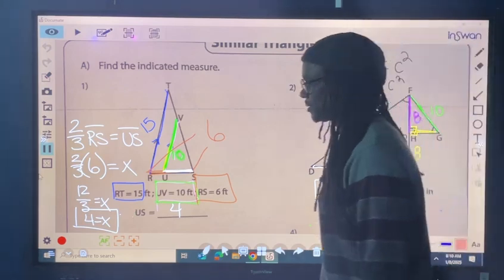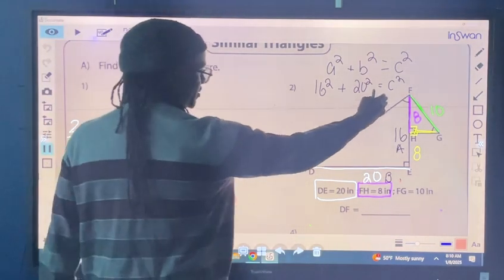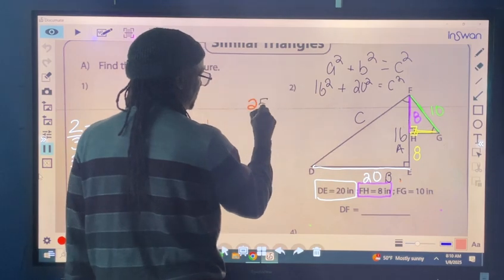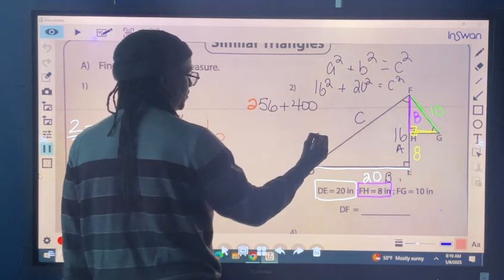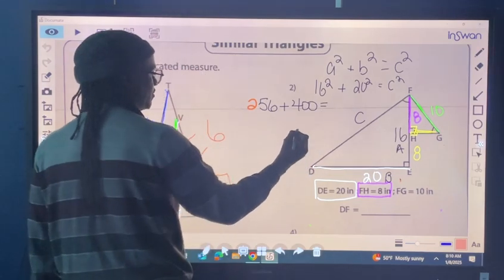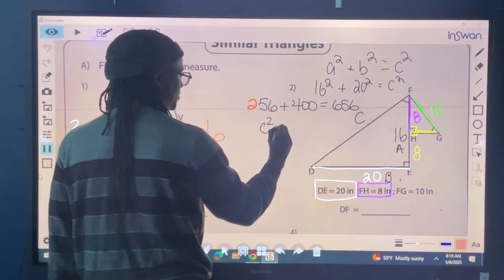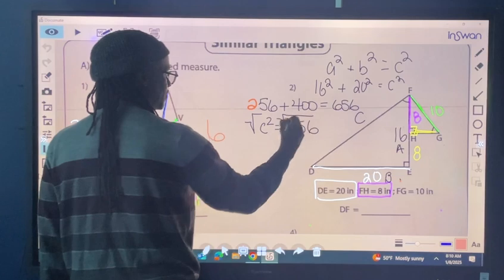Calculators, what's 16 squared? Wait, I have a question. How do you know that you're supposed to do that? If you look at it, because it's a right triangle. 16 squared makes 256. 256 plus 20 squared is 400. So we add these two up, we should get 656 as our C squared. So C squared equals 656, and we gotta take the square root of that.